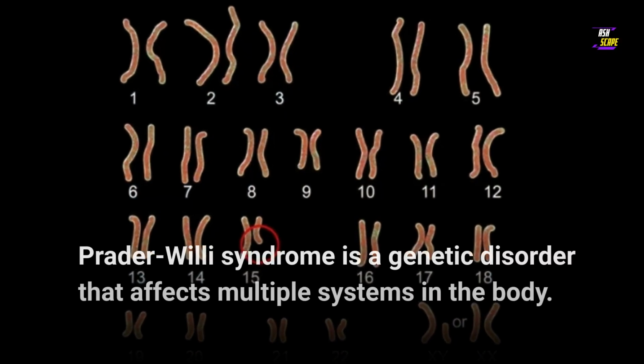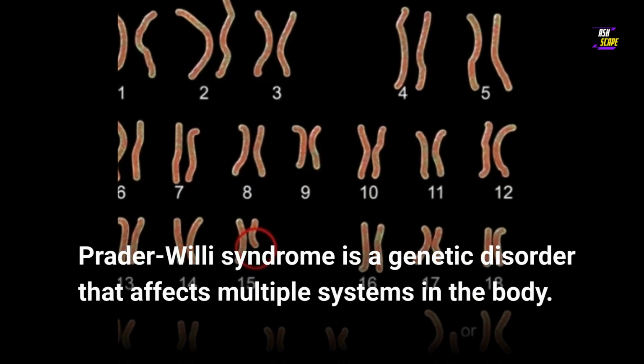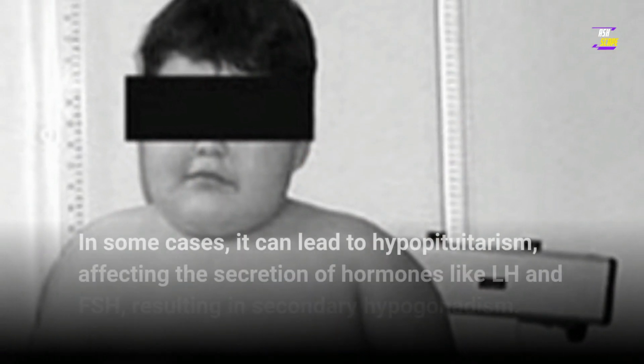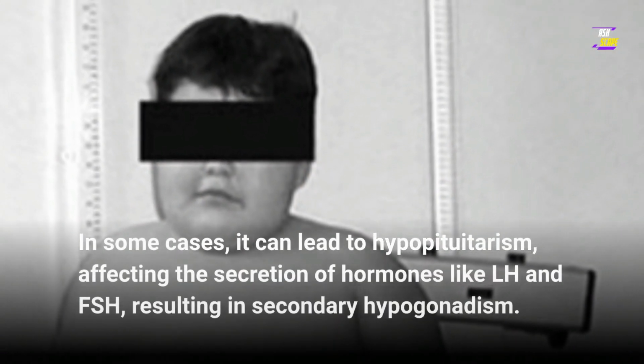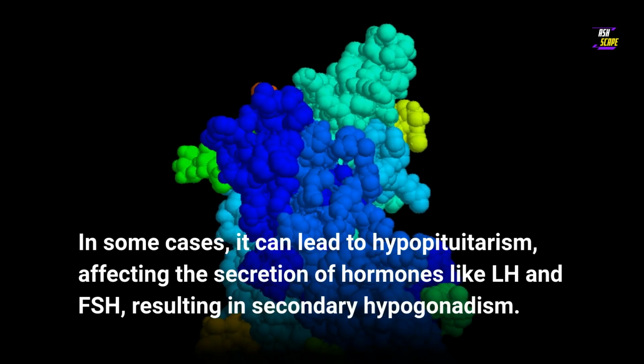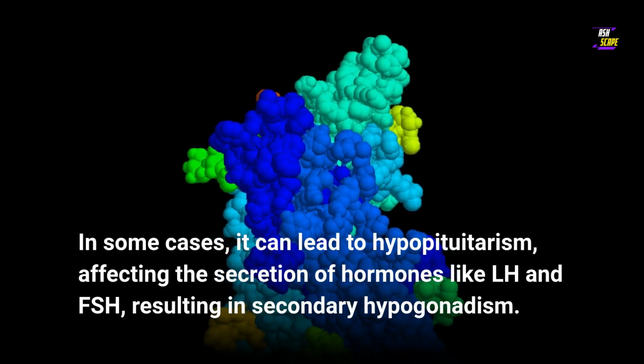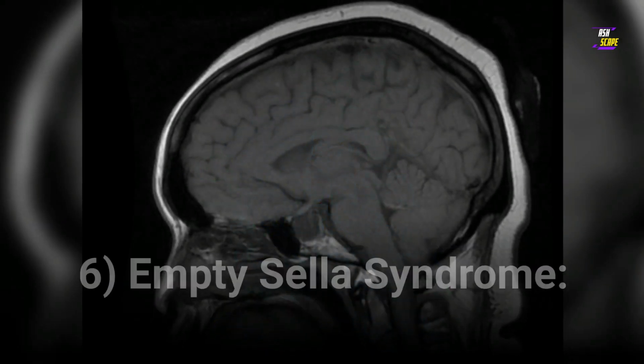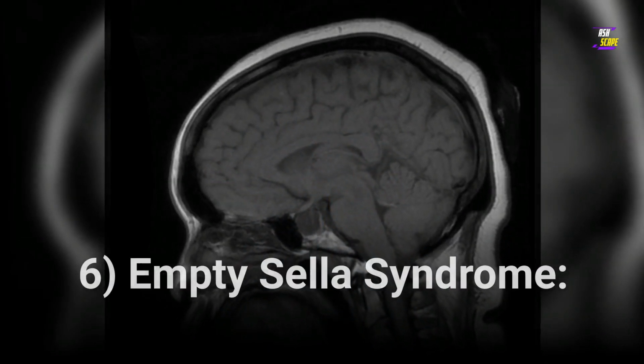5. Prader-Willi syndrome. Prader-Willi syndrome is a genetic disorder that affects multiple systems in the body. In some cases, it can lead to hypopituitarism, affecting the secretion of hormones like LH and FSH, resulting in secondary hypogonadism.